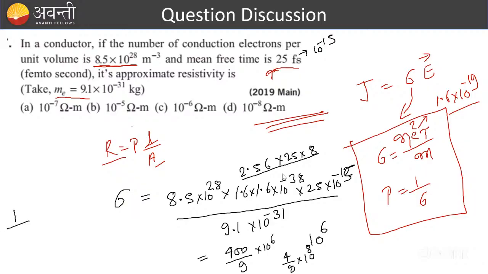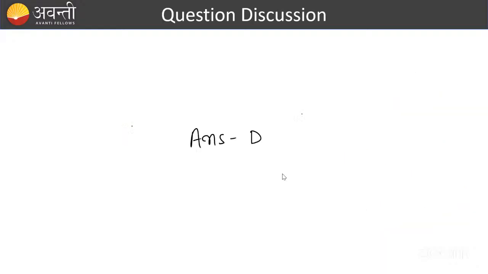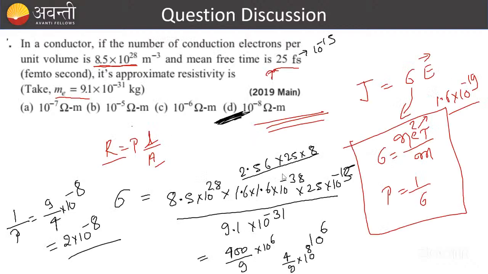So it will be approximately of the range of how much? अगर आप 1/σ निकालने जाओ, you will do 9/4 into 10^-8, it means it is of the range of 2 into 10^-8. So correct answer should be what? It should be D. ठीक है. So correct option will be your D. You should remember all formulas.